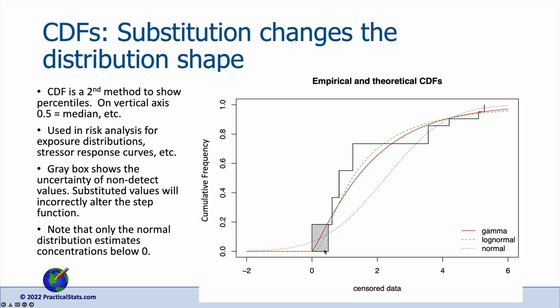The gray box shows the uncertainty with non-detects, so it's honest if it's done well. If you just stuck in a half the detection limit, it would pick some direction depending on the concentration you pick. Somewhere around 1/2 the detection limit would be to the right of 0. And then the rest of these percentiles would be affected by that as well. So again, it is not a good result if you put in 1/2 the detection limit.